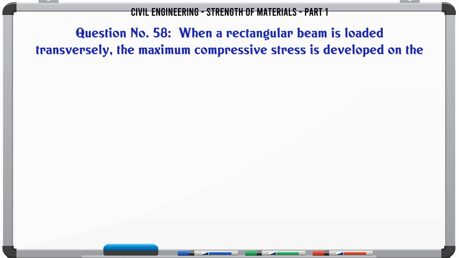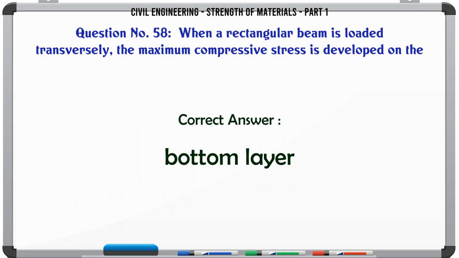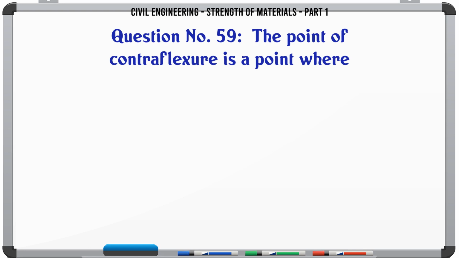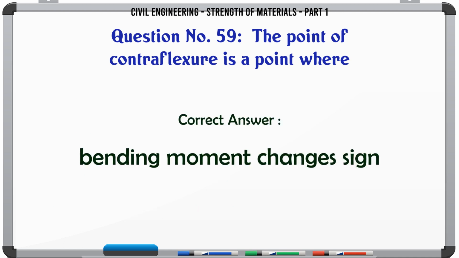When a rectangular beam is loaded transversely, the maximum compressive stress is developed on the: A. top layer, B. bottom layer, C. neutral axis, D. every cross section. The correct answer is bottom layer. The point of contraflexure is a point where: A. shear force changes sign, B. bending moment changes sign, C. shear force is maximum, D. bending moment is maximum. The correct answer is bending moment changes sign.